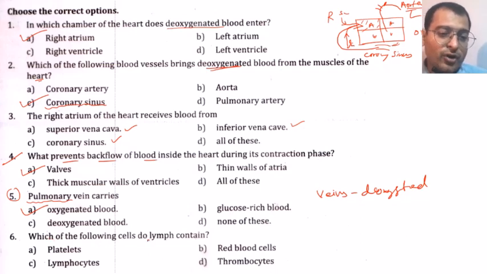Which of the following cells do lymph contain? Platelets, red blood cells, lymphocytes, thrombocytes? The answer is lymphocytes. Lymphocytes are nothing but WBCs. They are important for immunity.